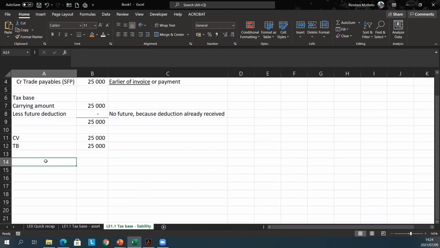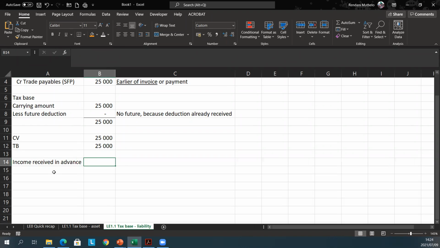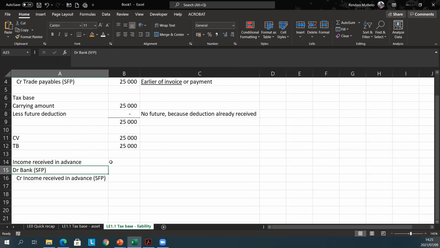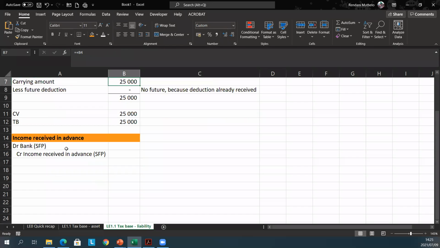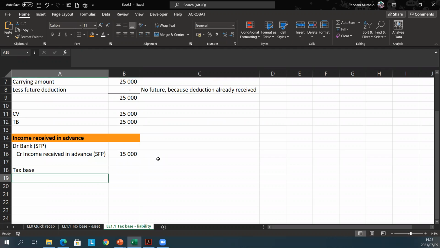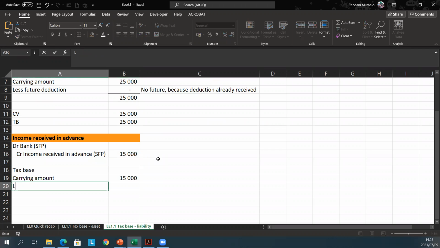Now, what about that income received in advance? When we received it, we debited bank for the income being received and credited income received in advance. We then have an income received in advance liability of 15,000. What is the tax base for an income received in advance? The tax base is the carrying amount less the amount not taxable in future.